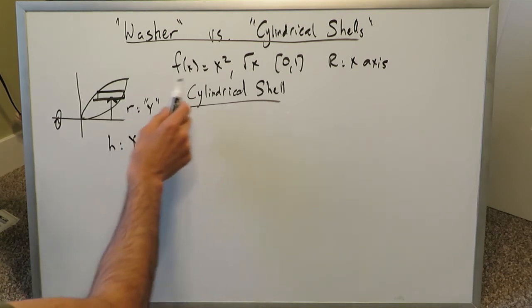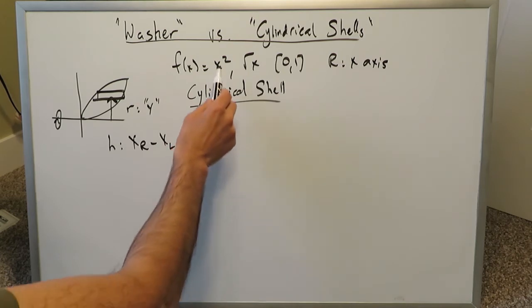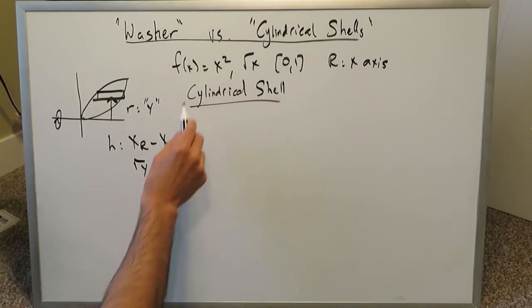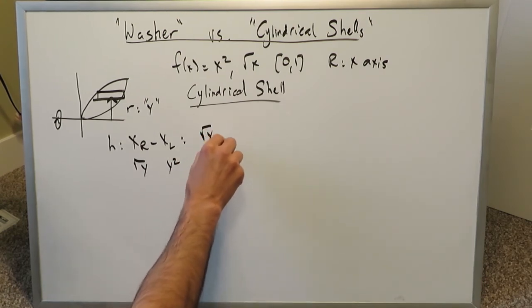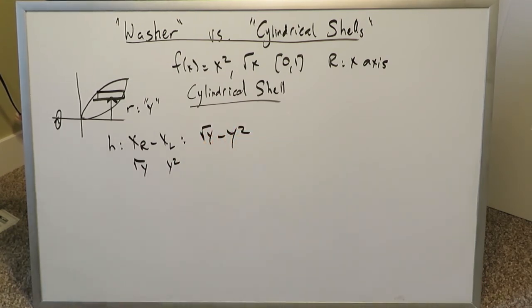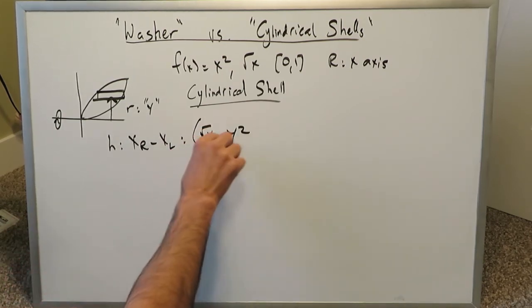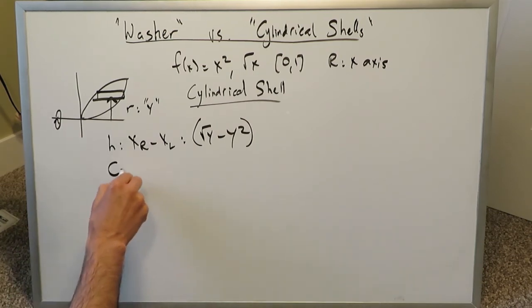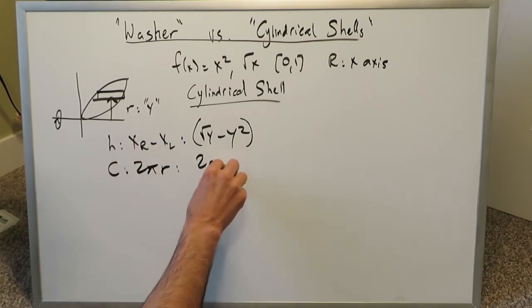But here we have to convert these things into x equals format. Y equals x squared is really the same thing as x equals root y. Y equals root x is the same thing as x equals y squared, and here we have it, root y minus y squared, and that is my height. The height here is not a single item, but an expression, because we're looking at a region between curves. Next we need the circumference, which is 2 pi r, except here r is y, so it's 2 pi y.